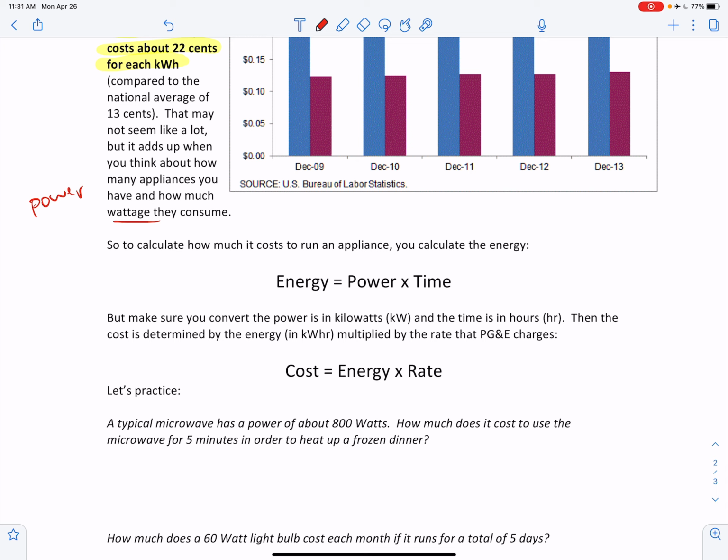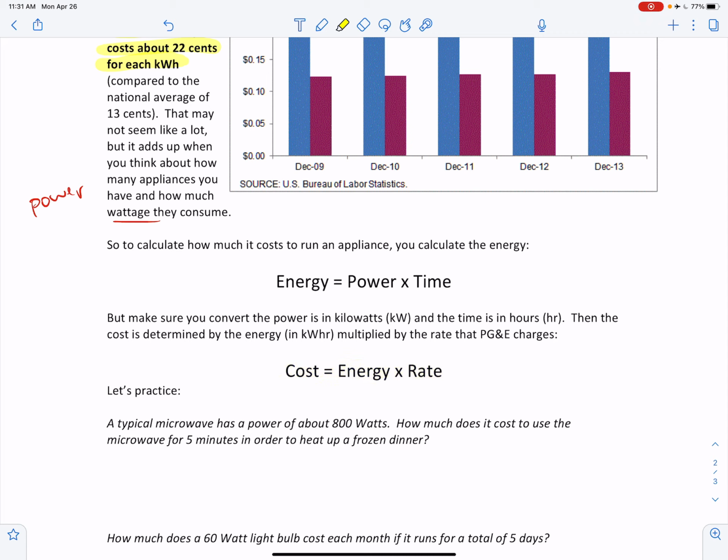To calculate how much it costs to run an appliance, you first calculate the energy. Energy is power times time, because power is energy divided by time, the rate at which energy is used. So if you want to calculate energy, you would multiply both sides by time. But then cost is determined by the energy multiplied by the rate at which PG&E charges. So the cost is the energy times the rate.